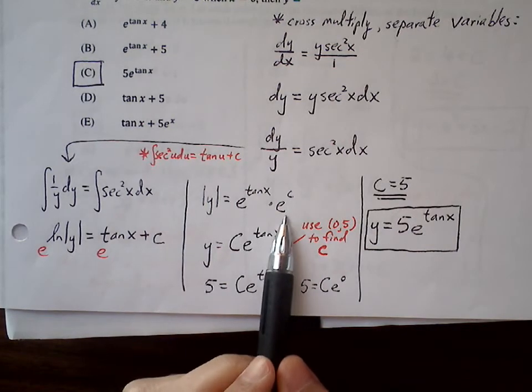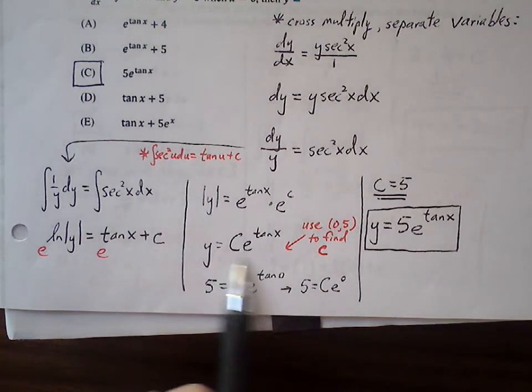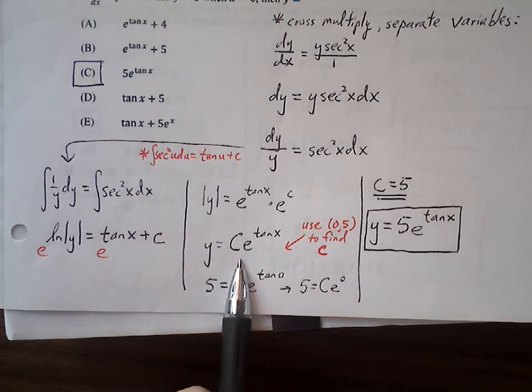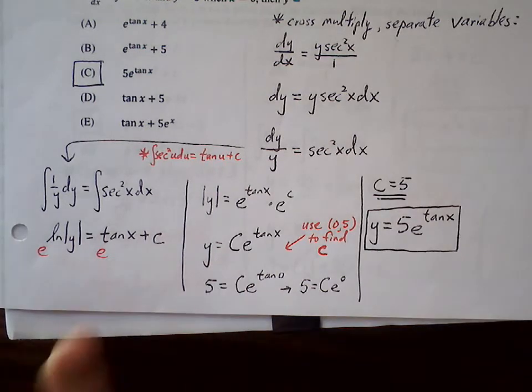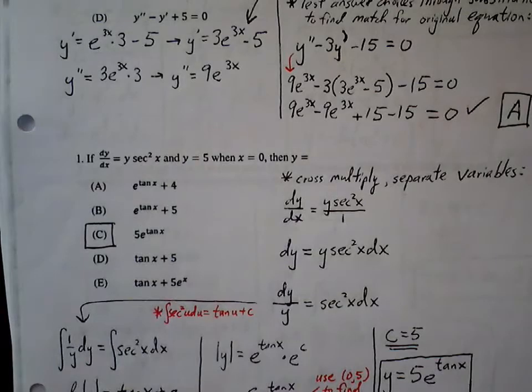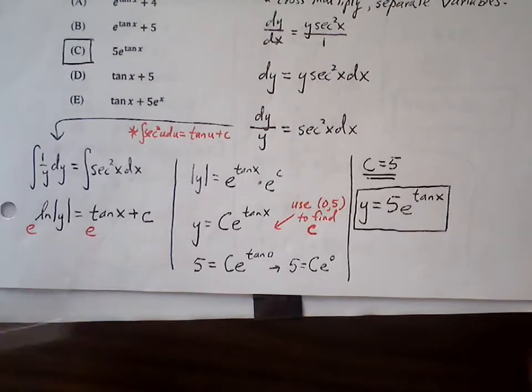And then e to the c is just a constant. Push that constant in front. We now have a cleaned up general equation. So now we have an ordered pair that we can use. Ordered pair is 0, 5. So 0 plugs in for x, 5 plugs in for y.